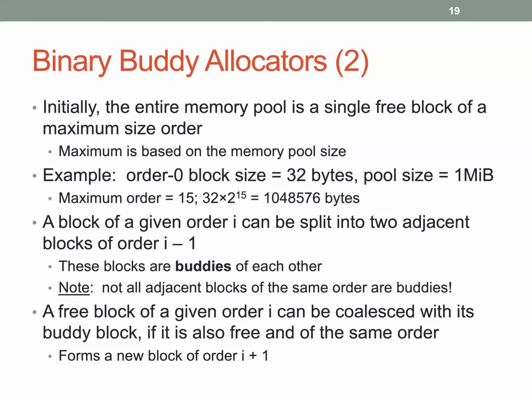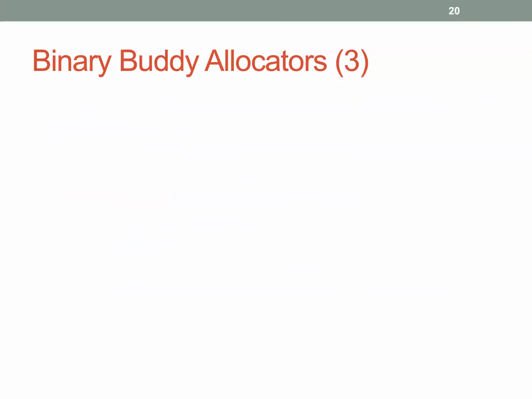So if you have a free block of a given size order I, you can coalesce it with its buddy if the buddy is also free and also of the same size order, okay? And then you get a new block that's size order I plus 1.